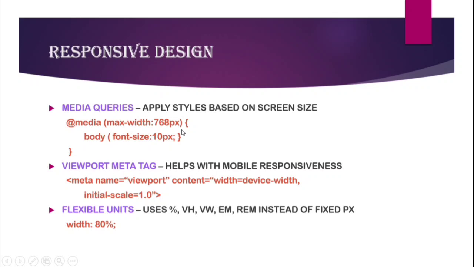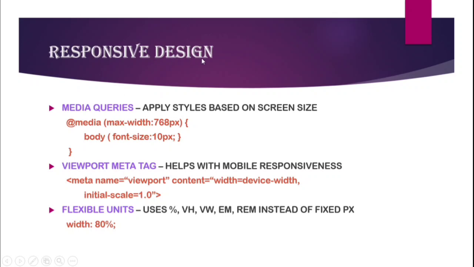Here is the syntax: at-media, and we have to mention the maximum width. So a maximum width of 768 pixels is the screen size that you are mentioning. For any device whose maximum width is 768 pixels, below that size only, the body font-size equal to 10 pixels will be applied. Above those devices it will not be applied. This is how you can mention maximum width, or you can also mention minimum width. By mentioning the screen size, we add the particular changes that we want so that the website can be visible on mobile or laptop based on our requirement. That is nothing but media queries, which are used for responsive design.